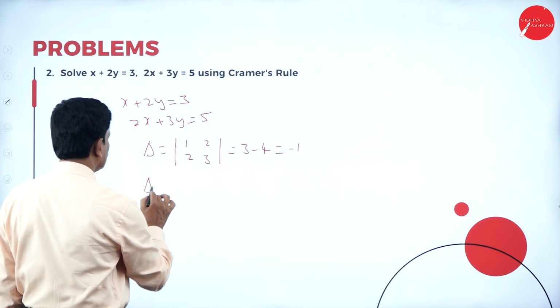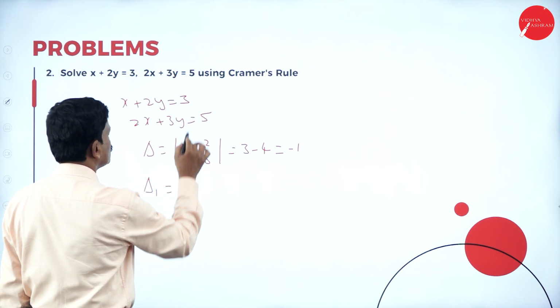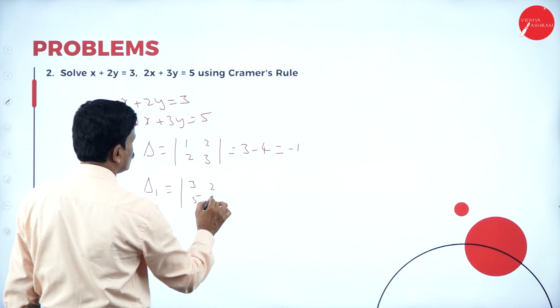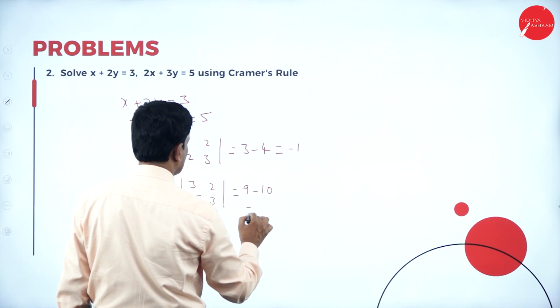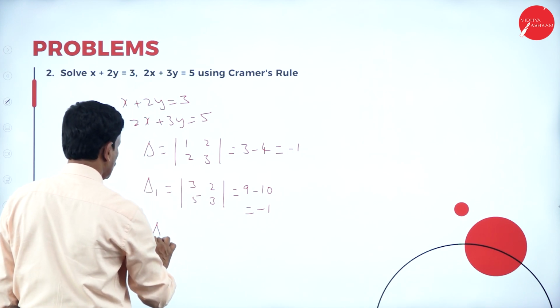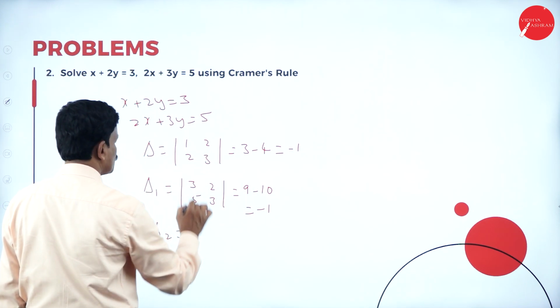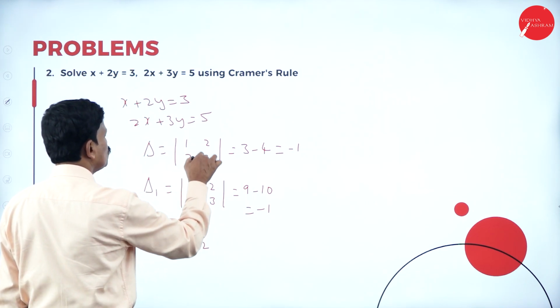And delta 1. Delta 1 is the first column 1, 2 replaced by 3 and 5. This is 2 and 3 remains the same. 3 3s are 9 minus 10. That's equal to minus 1. Similarly, delta 2. Delta 2, first column is same. 1, 2 will be the same.